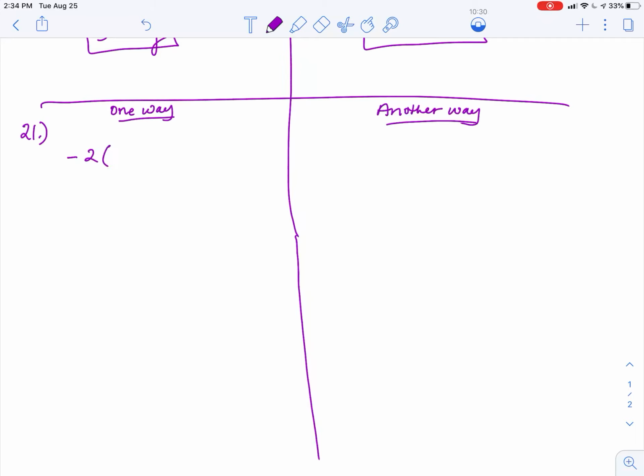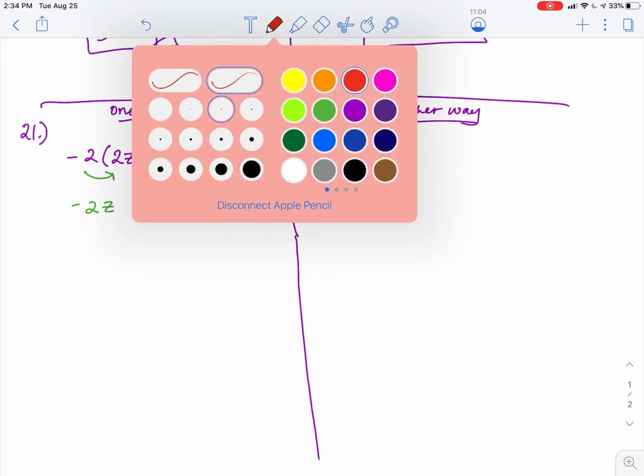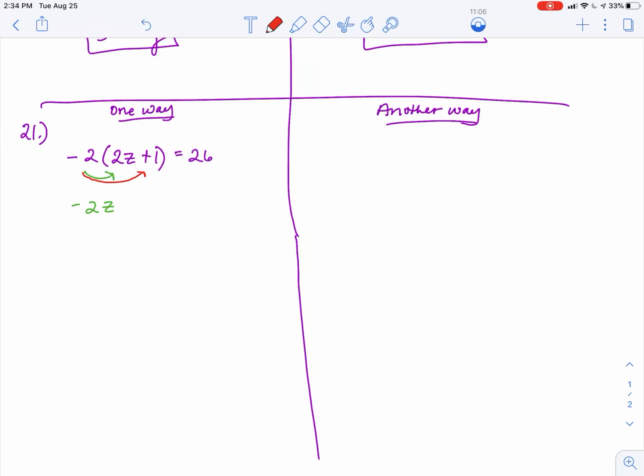So here's the problem. We have -2 being multiplied with this quantity, 2 times z plus 1, inside parentheses, and all of that equals 26. So the first way, and I think a lot of you think in this direction, which is completely fine, you'd say, well, I'm going to distribute that -2, and I'm going to multiply that with 2z. -2 times a +2z is -2z. And then I take this -2 and multiply it with a +1.